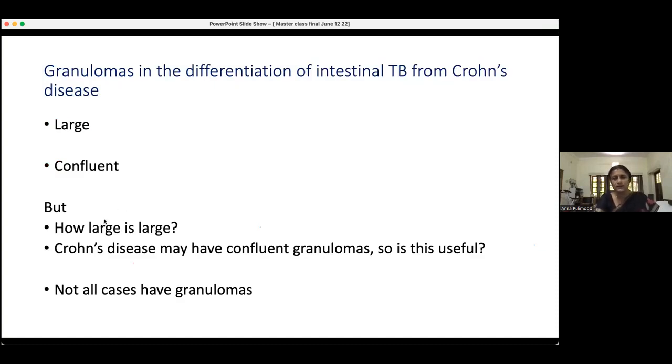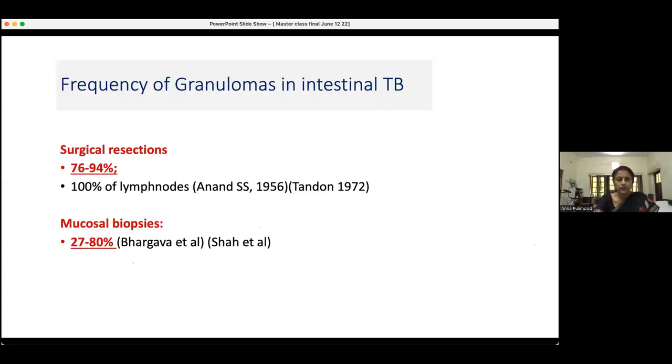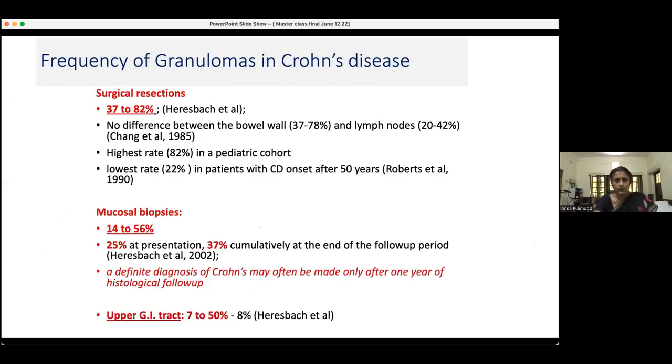So there were some resection studies which said that large granulomas and confluent granulomas are more common in TB. But when we first encountered this problem, we didn't know what large was. How large is large? And we do know that Crohn's disease can have confluent granulomas. So is it really useful? The other worrying thing is that not all cases have granulomas. So will we be able to distinguish cases of Crohn's disease that don't have granulomas from cases of tuberculosis? In surgical resections, granulomas may be seen in up to 90% of TB cases, and in mucosal biopsies up to 80%. I think we'll skip the slide.